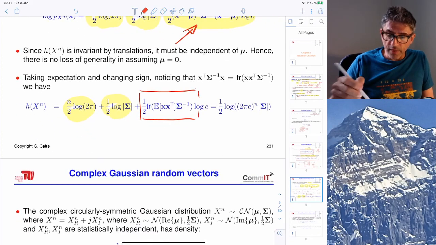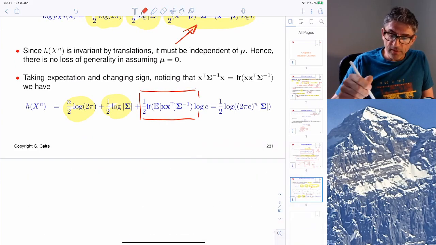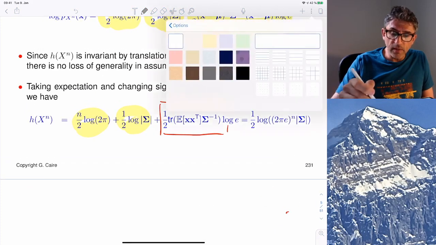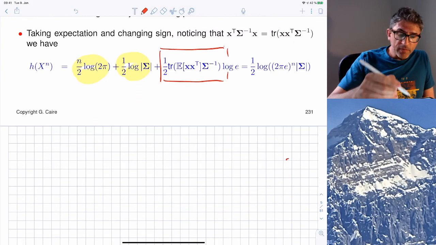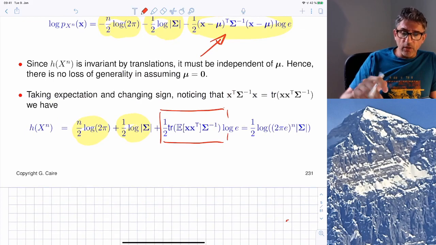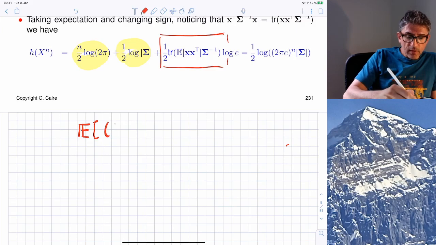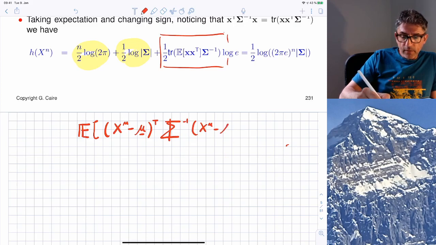This is something completely trivial, but you never know what is trivial for students and what is non-trivial. So I assume that you must have been shown something like this at least once. We want to compute the following thing, the expectation of this quadratic form. So we have the expectation of (x_n minus mu) transpose sigma to the minus 1 (x_n minus mu).